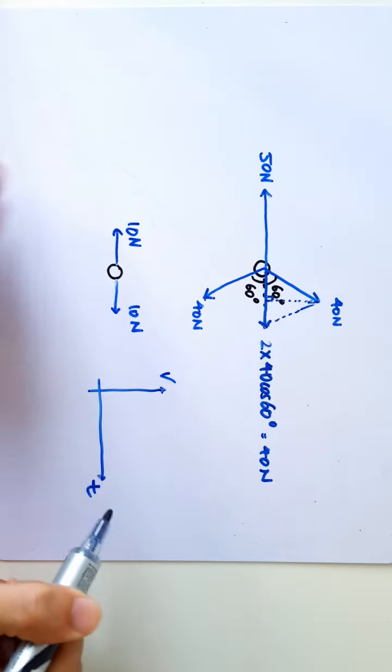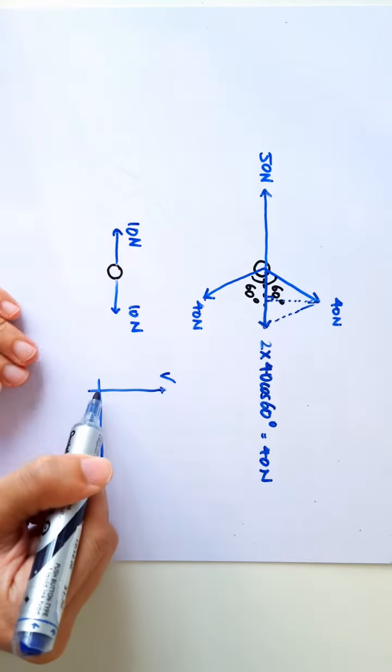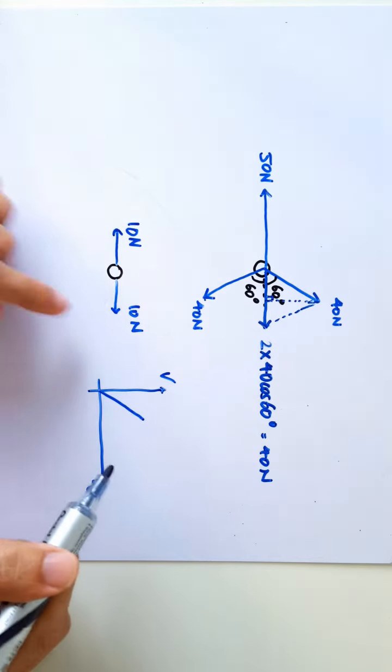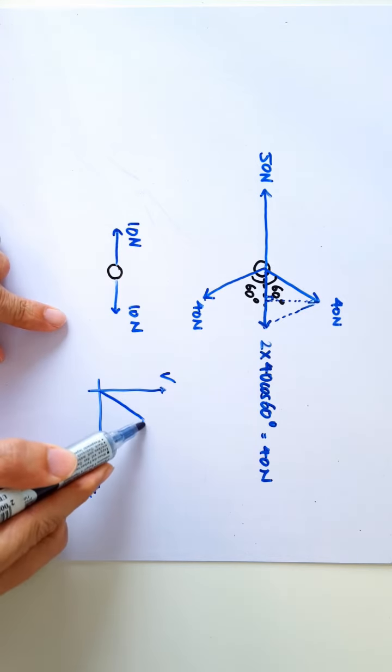So before the 10 Newton was added in, you had a 10 Newton net force, so you were accelerating at a constant rate. But once you have the additional rightward 10 newtons, net force becomes 0, so you continue at your current speed.